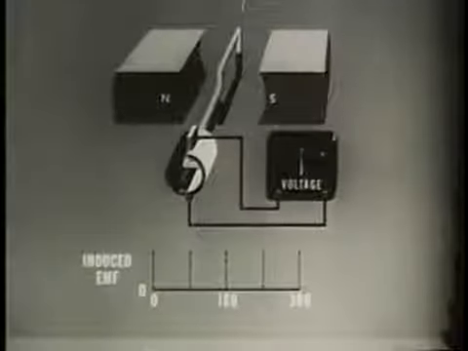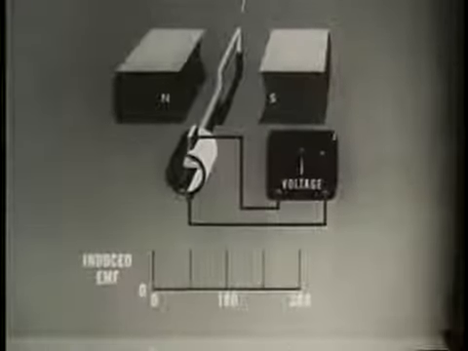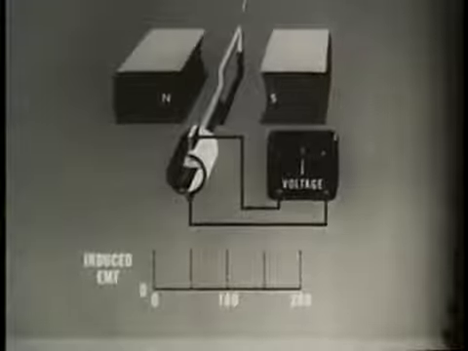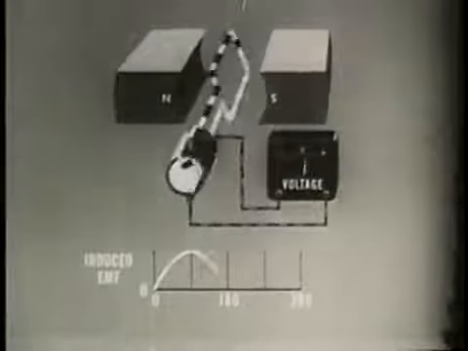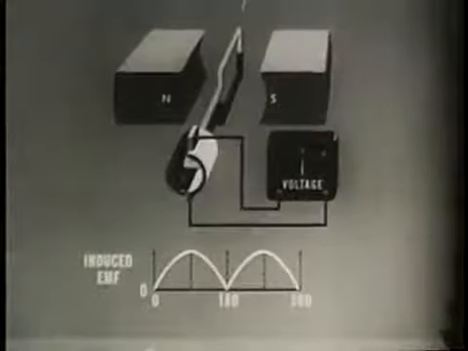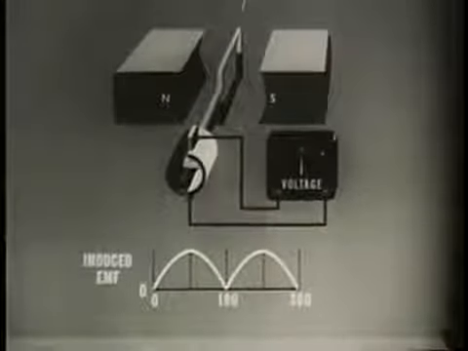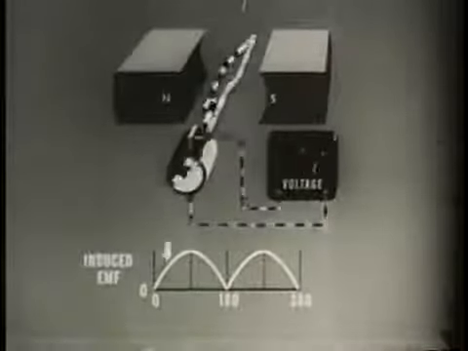Represented graphically, the output amplitude still varies. The DC is in the form of pulses. It is a pulsating direct current, or PDC. The pulsation from 0 to maximum, twice for each revolution of the loop, is called ripple.